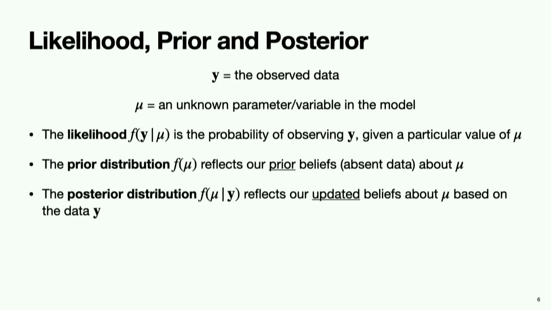Okay, so just to give you some basic terminology. Let y be the observed data, and mu is some parameter that we want to estimate, or some variable that we want to estimate in the model. So we have three quantities: the likelihood, the prior, and the posterior.